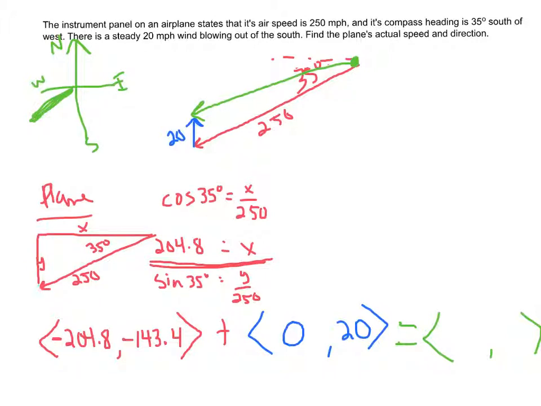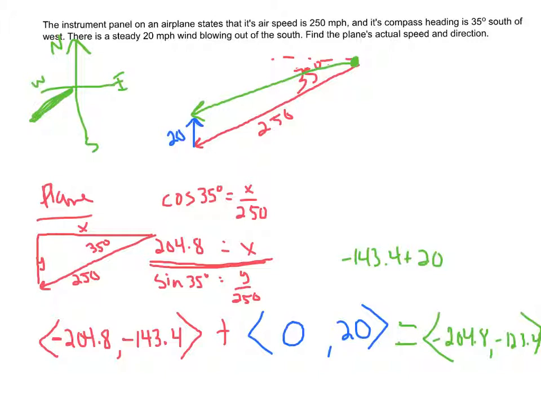So what we're going to do is we see the plane is heading to the west and then south at a rate of 204.8 miles an hour and 143.4 miles an hour, but then the wind is blowing it up to the north. It's coming out of the south to the north at a rate of 20 miles per hour. So we're going to add the component vectors together. We're going to take negative 204.8 plus 0, and we get negative 204.8. And then we're going to take negative 143.4 and add that to 20, and that's going to give us negative 123.4. Sorry, that got kind of squished there.